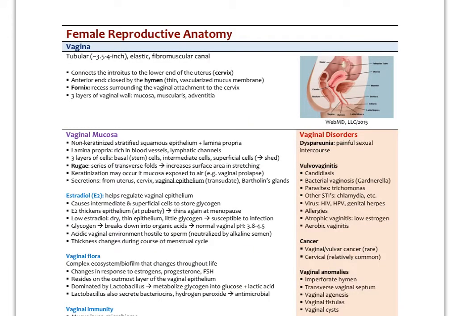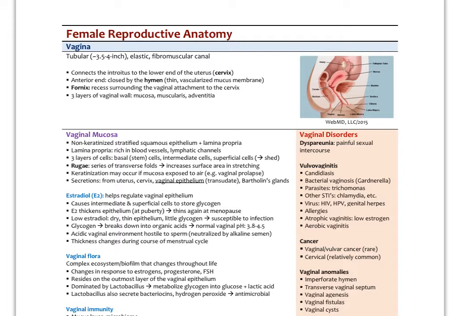So moving from the vulva inward, we next come to the vagina, and this is a tubular, just under 4 inches or so, elastic fibromuscular canal. It connects the introitus to the lower end of the uterus at the cervix, and the anterior end is actually closed normally before any sort of penetrative sexual intercourse by the hymen.